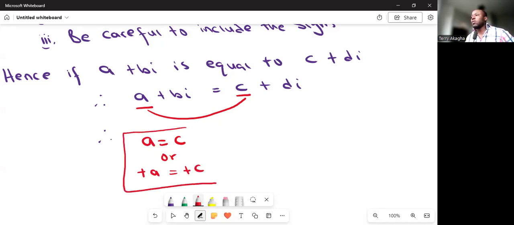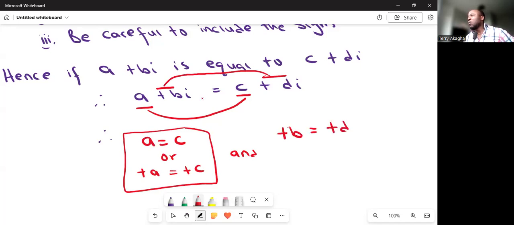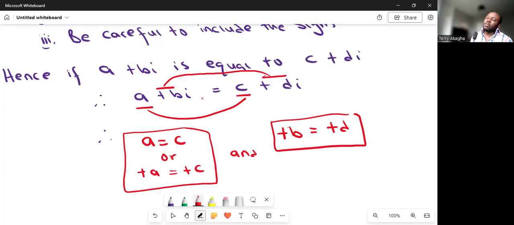And then plus B must be equal to plus D. Is that making sense? So plus B must be equal to plus D. Depending on the signs that are there, they have to be the same. Is that okay? So that is basically it. The real part has to be equal, as well as the imaginary part has to be equal. All right, so let me pick some examples here.